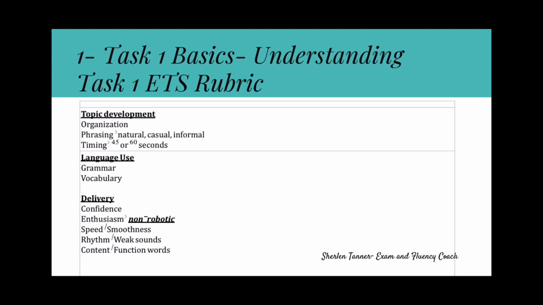Then phrasing should be very natural, casual, and informal. The timing should be 45 seconds for task one and 60 seconds for the other responses. Now, language use is grammar. You must be able to use basic and complex grammar structures for speaking. It's okay if you have some mistakes, but you cannot have many mistakes.